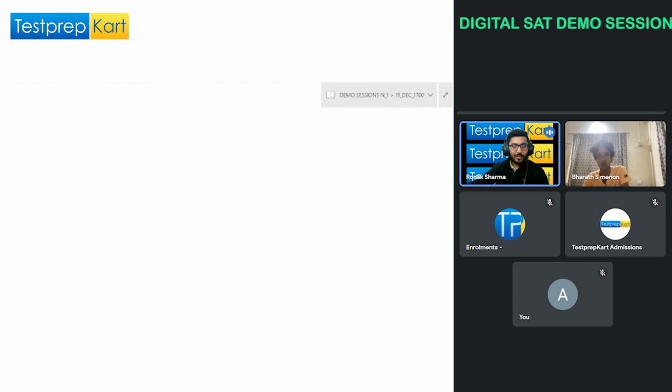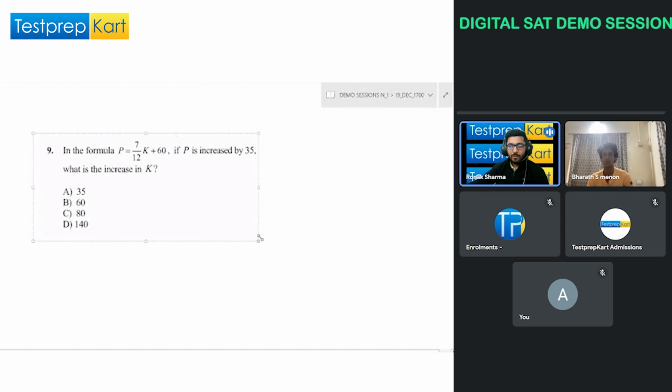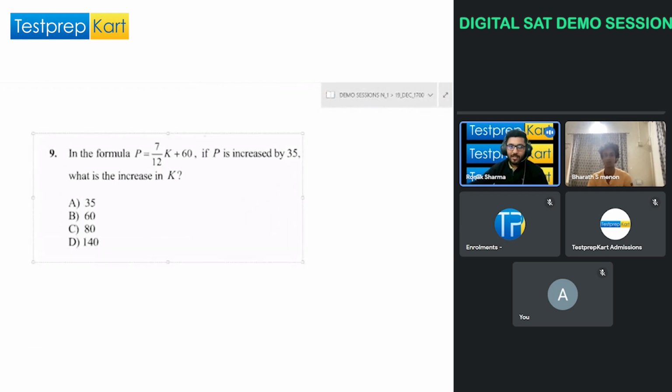But yes, once we get the idea, we won't be wasting our time in the exam, because the moment you see the question is a linear equation in two variables, it is for sure a straight line, y equal to mx plus c format. They're asking the increase, that means they're talking about the delta. Do solve this question.